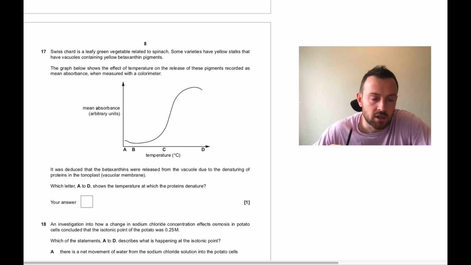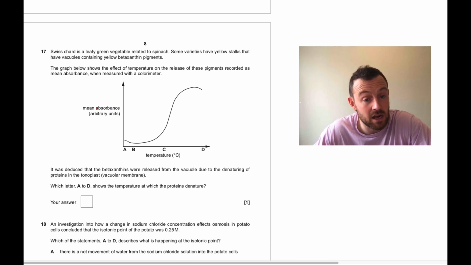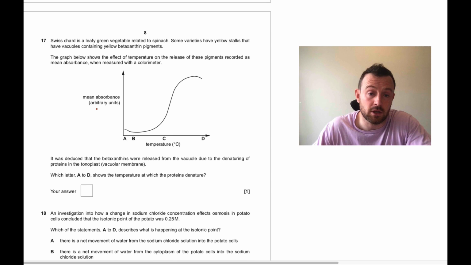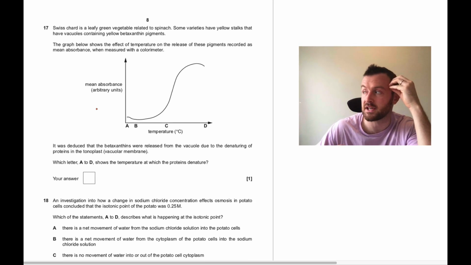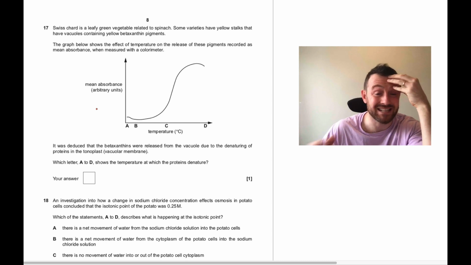Swiss chard is a leafy green vegetable related to spinach. It's quite tasty. Some varieties have yellow stalks that have vacuoles containing yellow beta-xanthin pigments. The graph shows the effect of temperature on the release of these pigments. Okay, so you may have done this beetroot practical in class in year 12, where you heat up the beetroot and you see how much that red colour leaks out. The exact same idea, except with a different pigment, which happens to be yellow.